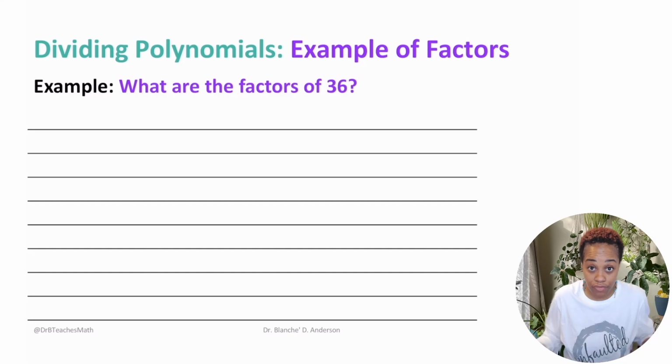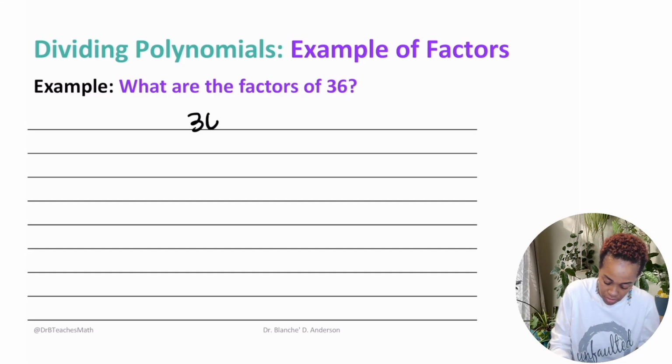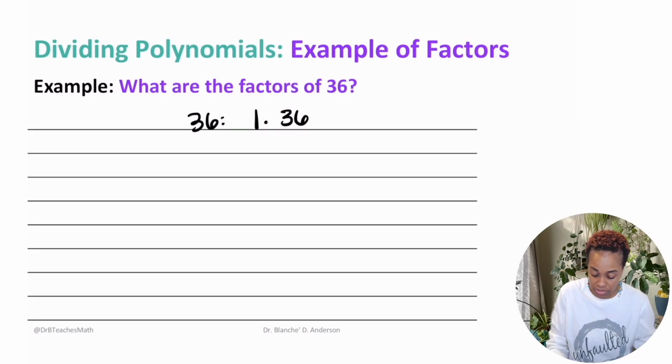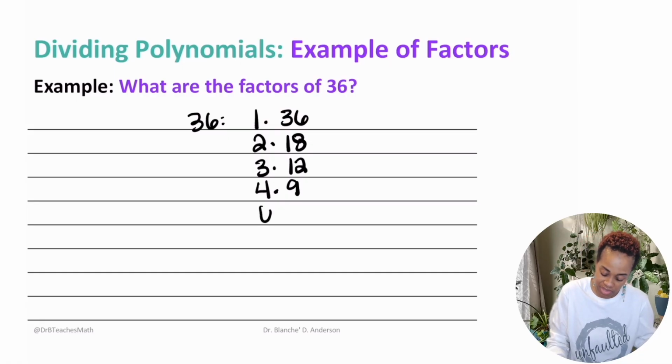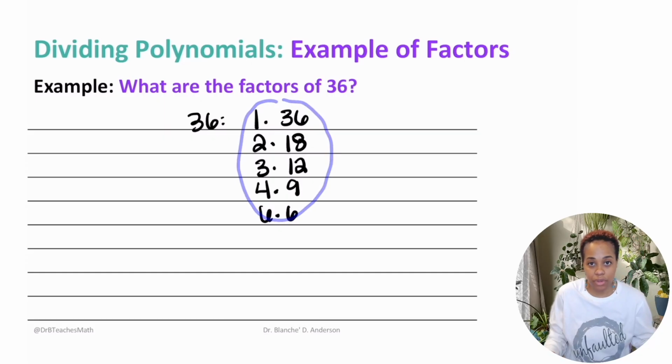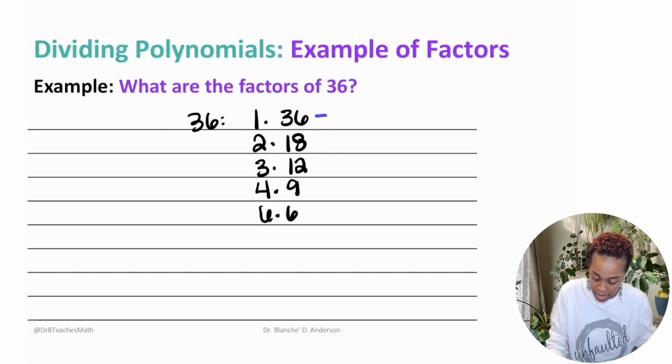Let's look at this one. What are the factors of 36? Well, 1 times 36, right? What about 2? Does 2 divide 36? Yes, 2 times 18. Okay. What about 3? 3 times 12. Good. What about 4? 4 times 9. Good. 5? No. 6? Yep, 6 times 6 gives you 36. So look, these are all the factors of 36, because when I multiply them together, I get 36. Okay.